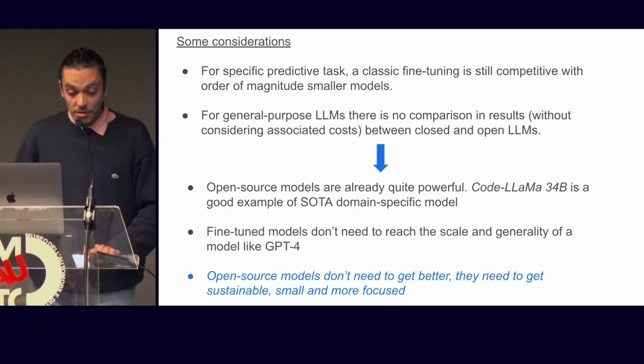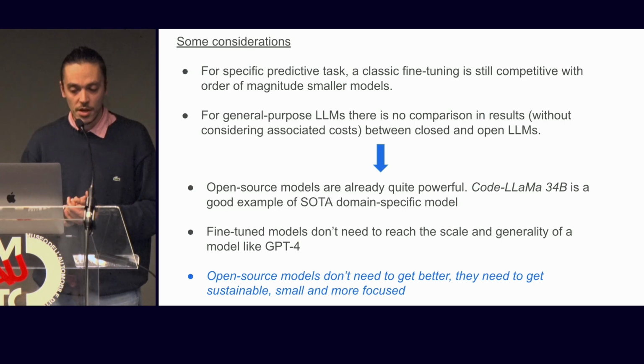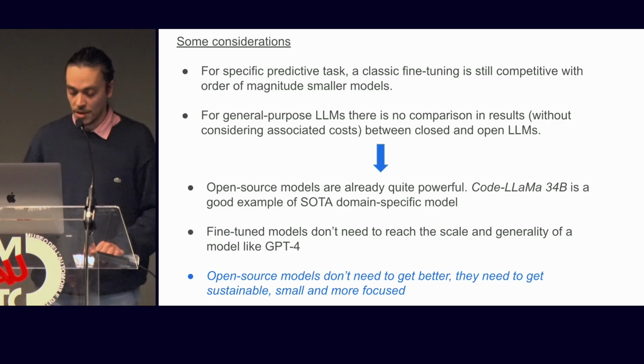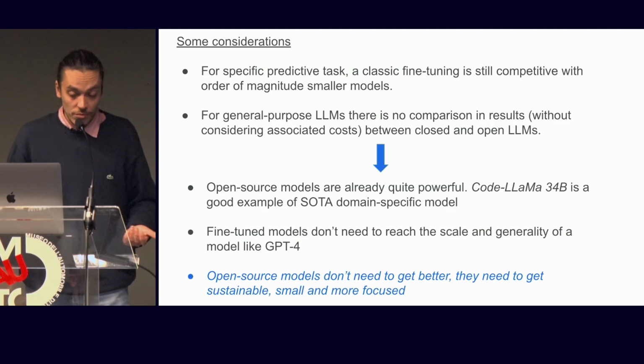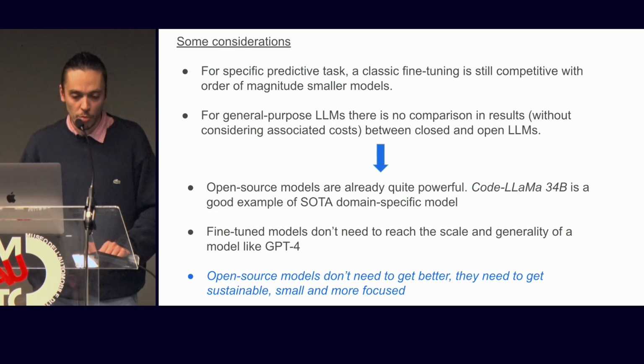So, some considerations in the middle of this presentation. We can see that for some specific predictive tasks, a classic fine-tuning is still competitive, but with models of orders of magnitude smaller. We are talking about BERT. We are not talking about a little model, but little for sure compared to GPT or also LLaMA models. For general purpose LLMs, from the previous slide, we can see there is nowadays no comparison between closed and open LLMs. There is a lot of work to do in this sense, if possible.